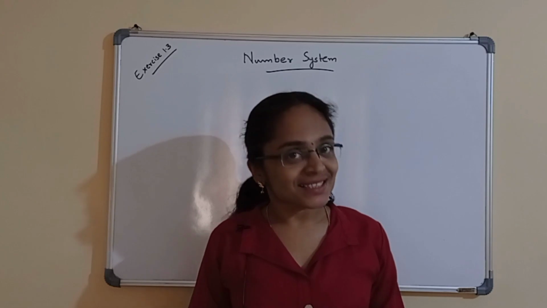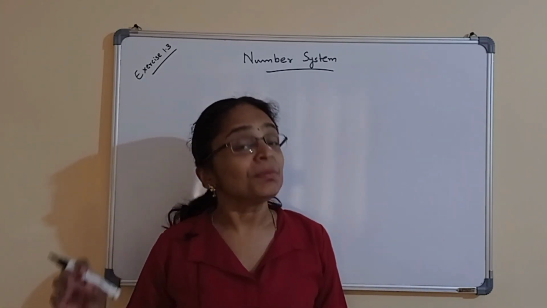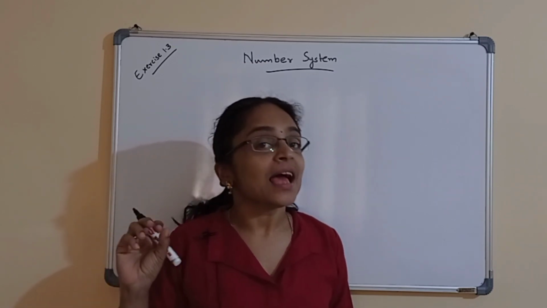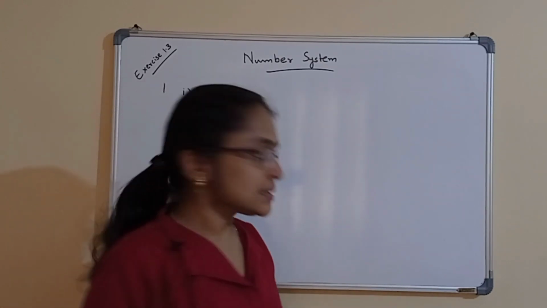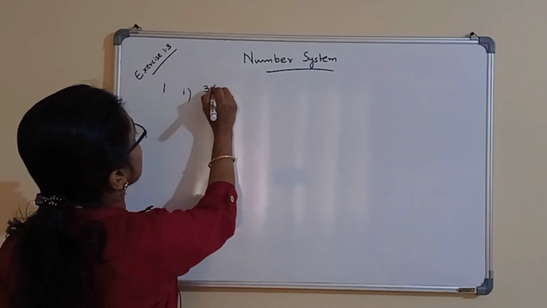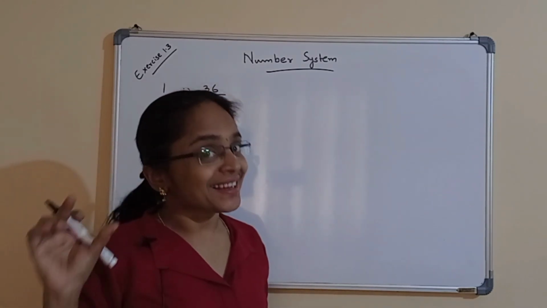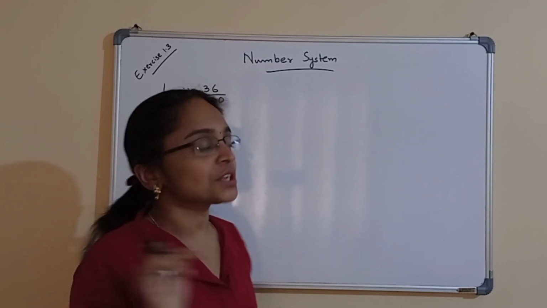Okay, so let us start now. The first question is, write the following in decimal form and say what kind of decimal expansion each has. The first subpart is 36 by 100. After writing it in decimal form, we have to say what kind of decimal expansion it has.